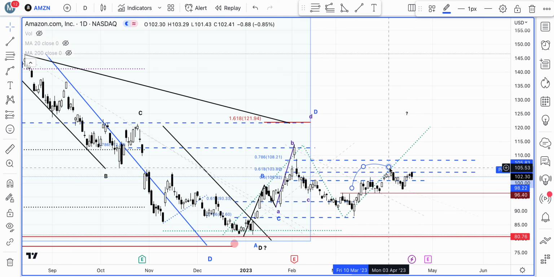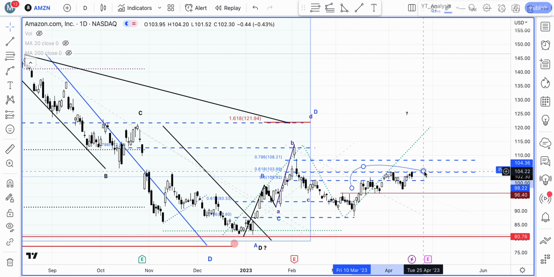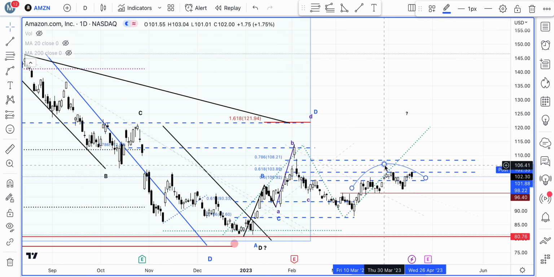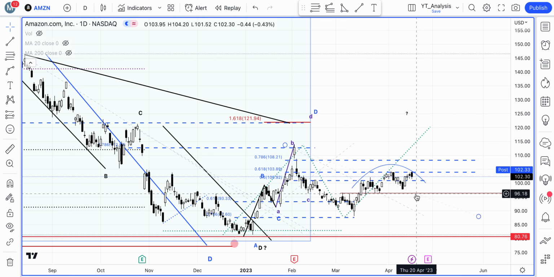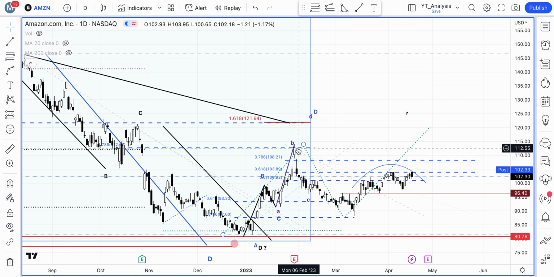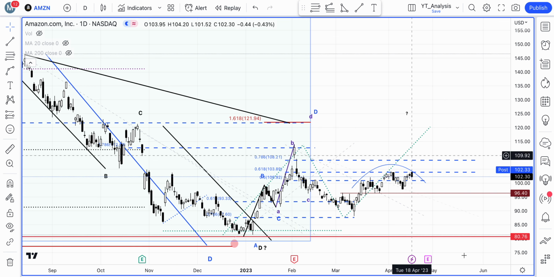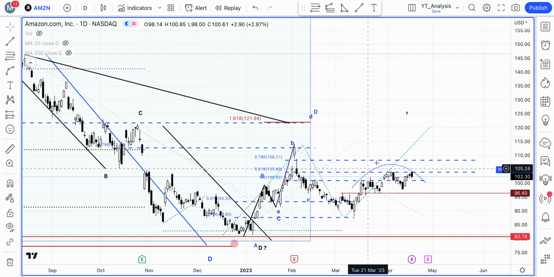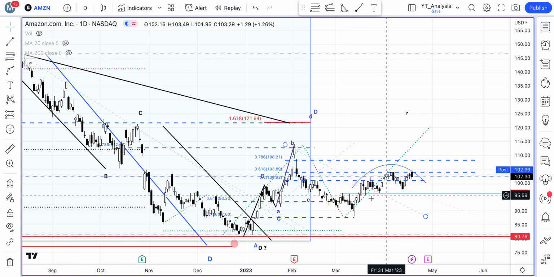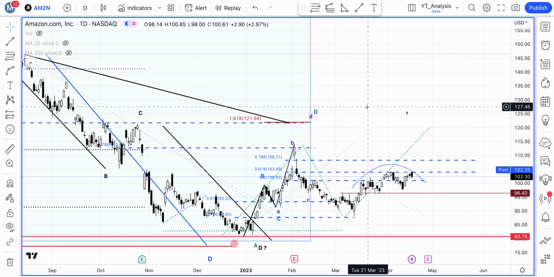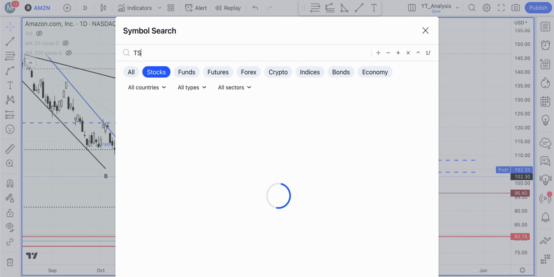Well, let me actually do it like this. So it's forming some sort of an arch formation here. And if the price goes below this brown line, then we could, in fact, have a one-to-one to the downside possible as well, because of the resistance coming in from the 61.8% Fibonacci retracement and breaking the structural low here. Then let's move to Tesla.